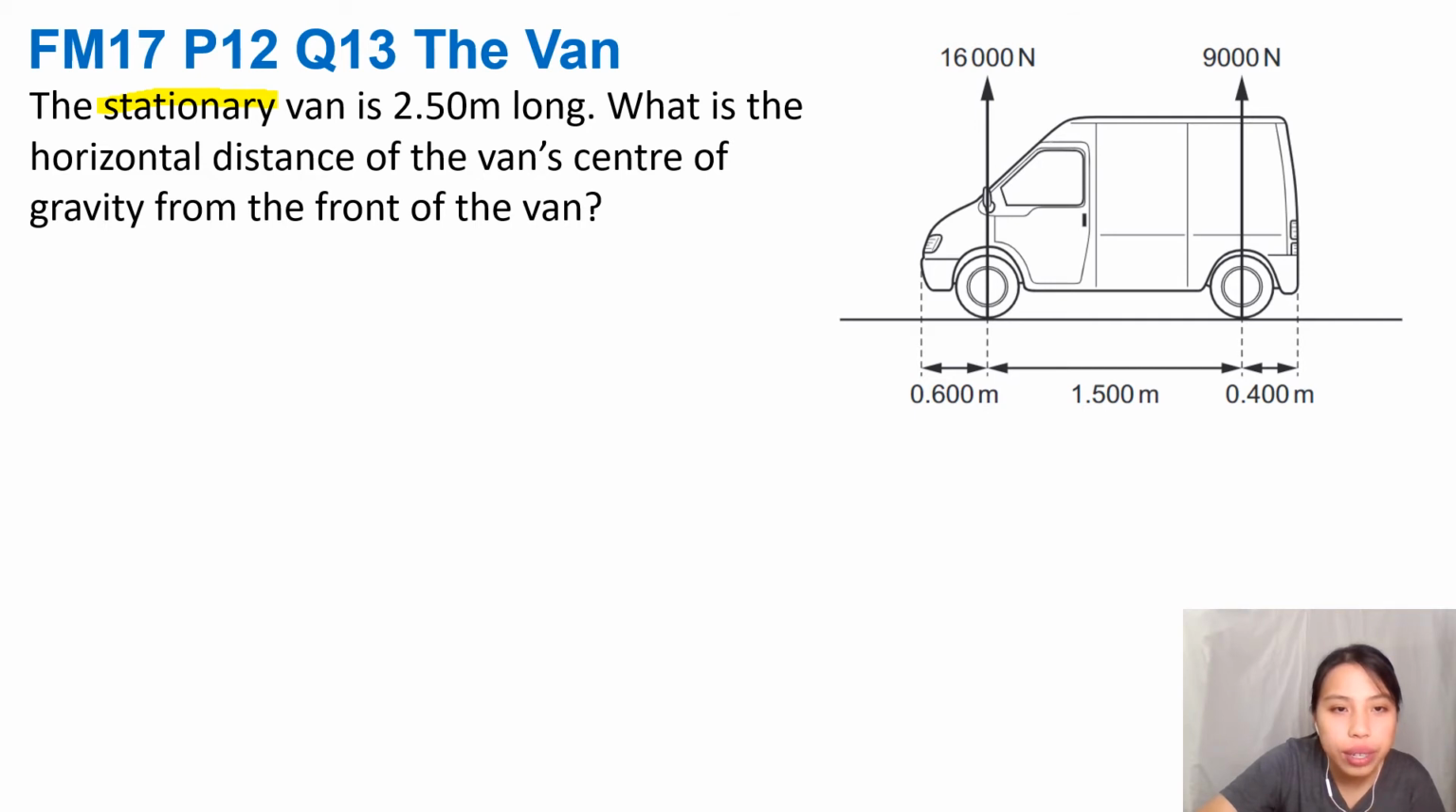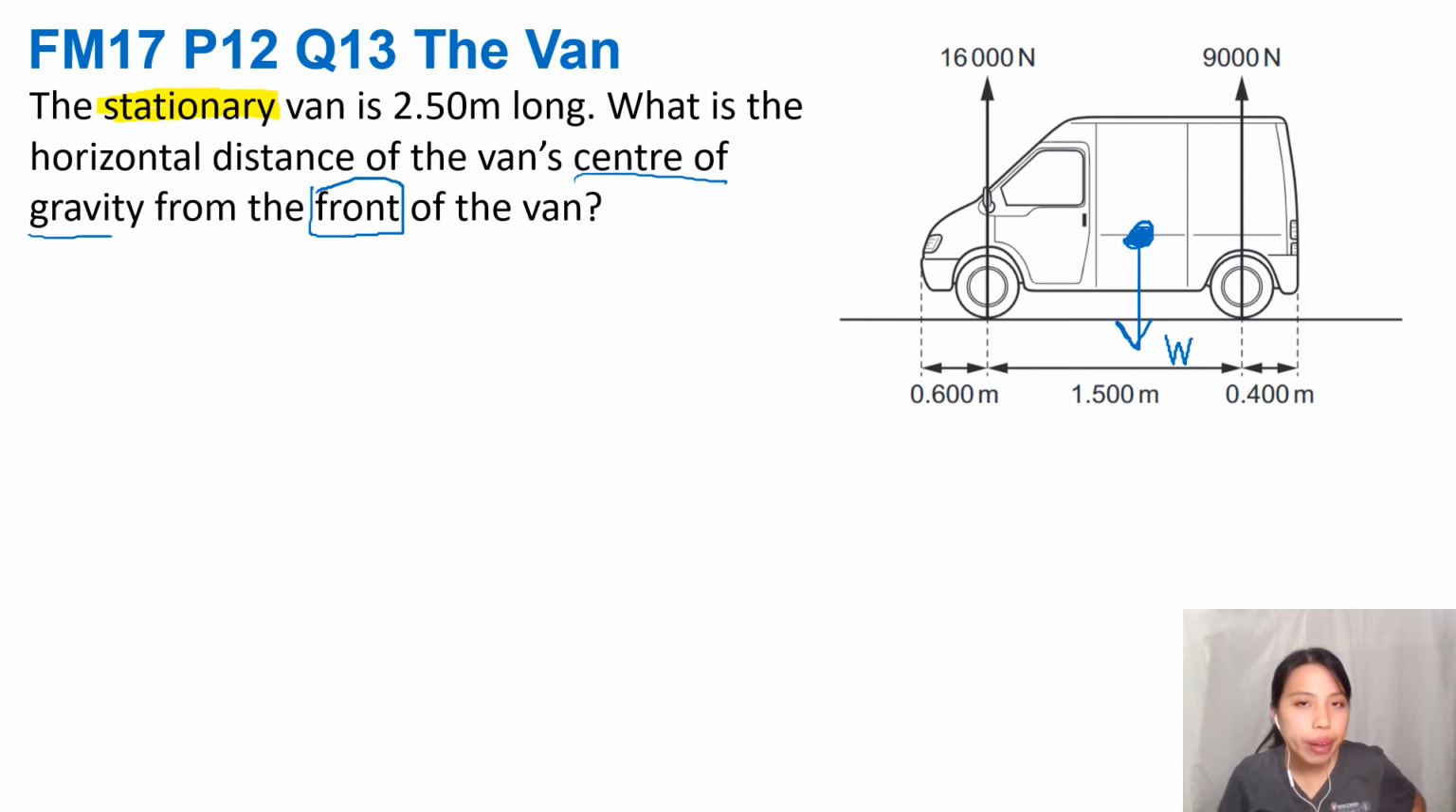What is the horizontal distance of the van's center of gravity? We're trying to find where the center of gravity is from the front of the van. Somewhere here? I'm guessing it's somewhere there, but we don't know for sure. So where is it? Pause the video, try this out, and then come back and we'll take a look at how you can find where the center of gravity is.